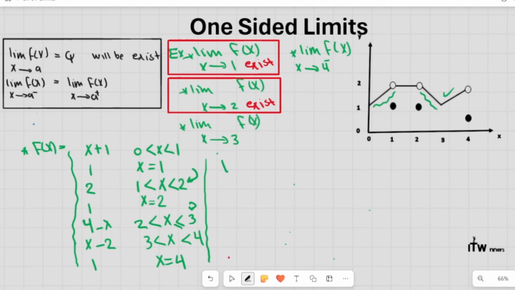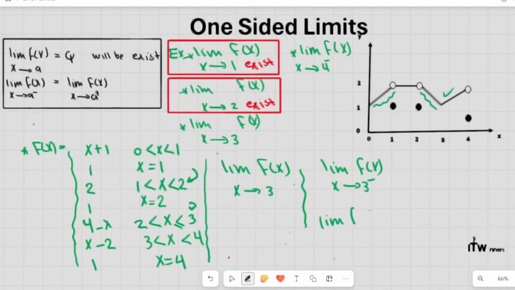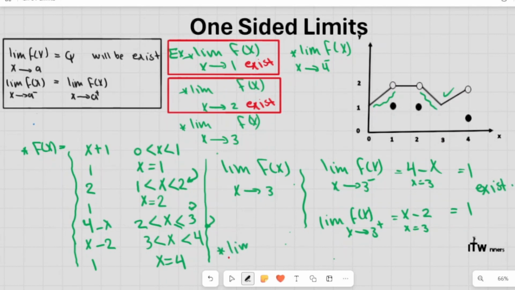The limit of f of x when x approaches 3, the limit as x approaches 3 negative, and the limit as x approaches 3 positive. This is defined on this interval, so this will be equal to 4 minus x, and here x equals 3, so this equals 1. Again, this is defined on this interval, so this equals x minus 2, and here x equals 3, so this also equals 1. Again, this exists.